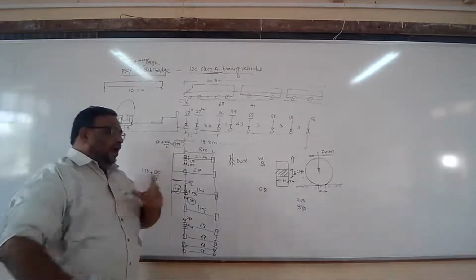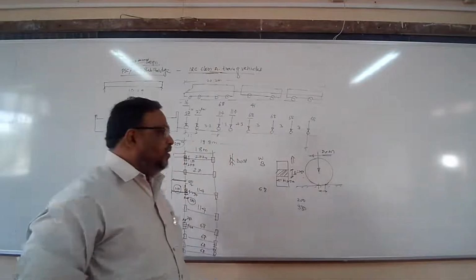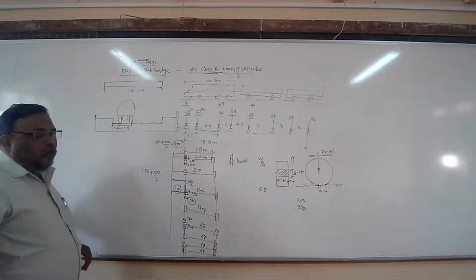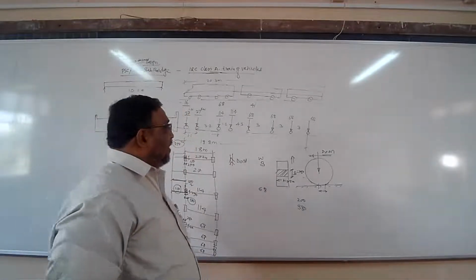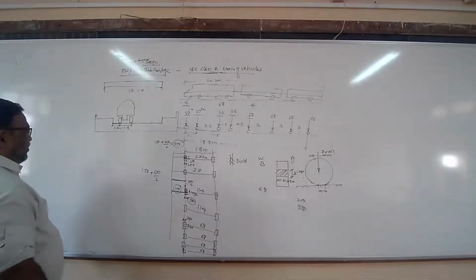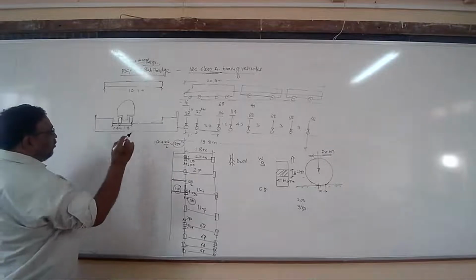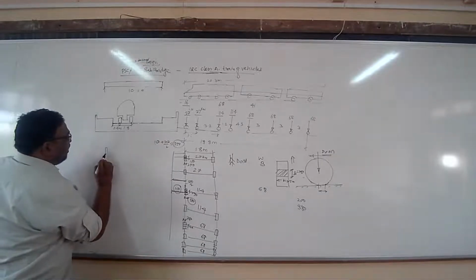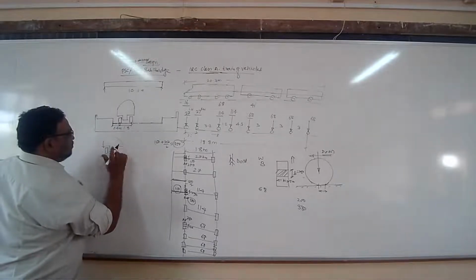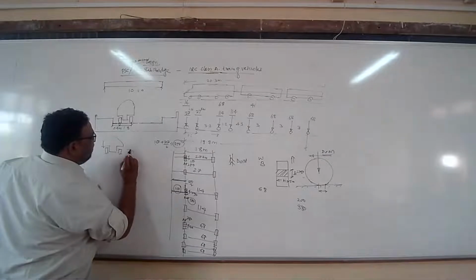I am just verifying how many vehicles we can pass from here. If you remember, we discussed earlier how to decide whether it is a one lane or two lane bridge. For two lane, what is the minimum dimension required? If you see, if this is one vehicle, here we are having another vehicle.